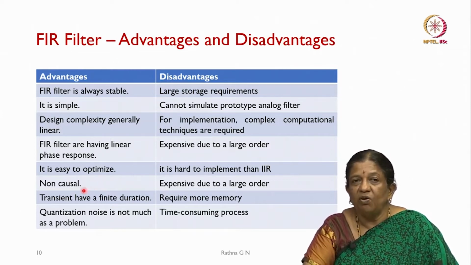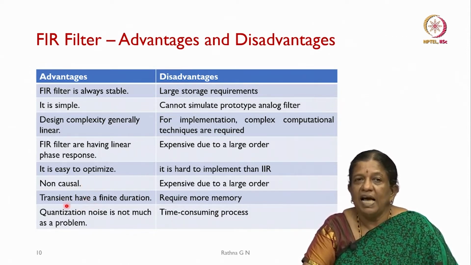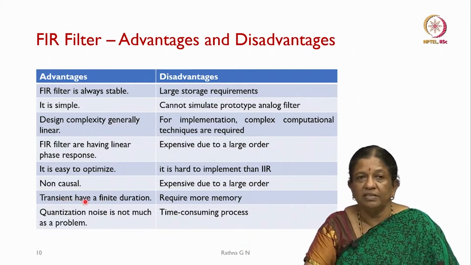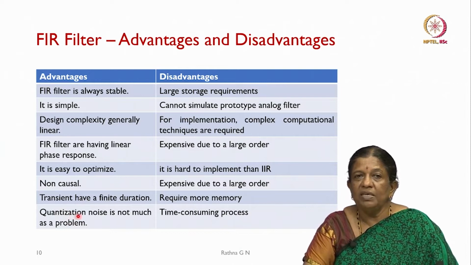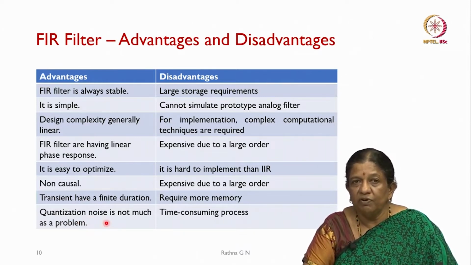How to make a non-causal system into a causal one, all of you must know. It has a transient which is of finite duration. That is, for finite input the output is going to be finite. So that is why there will not be any transient which is infinite in this case. And we know that quantization noise is not much of a problem. So this is one of the advantages of our FIR filter.